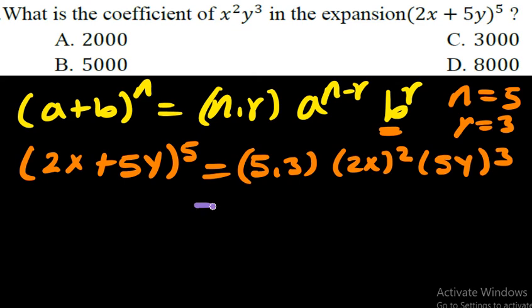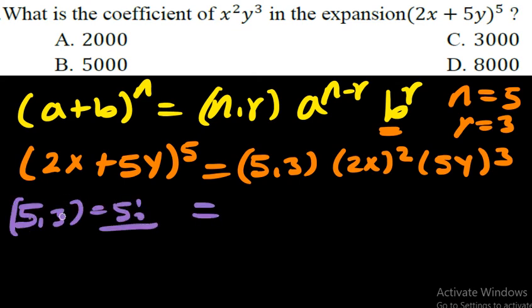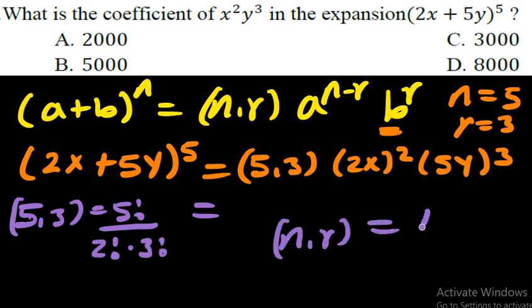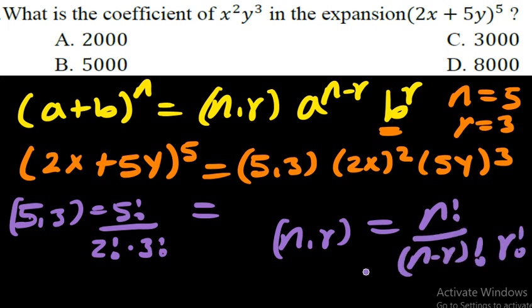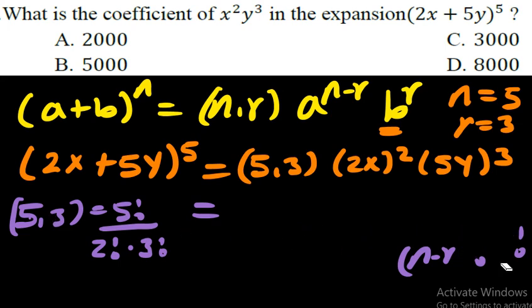Then how does it look? First of all, 5 combination 3 is the same as 5 factorial over 5 minus 3, which is 2 factorial, times 3 factorial. Remember this: n combination r means the formula n factorial over (n minus r) factorial times r factorial. So our n is 5 and r is 3, so I am applying that formula. Then what will be the result?